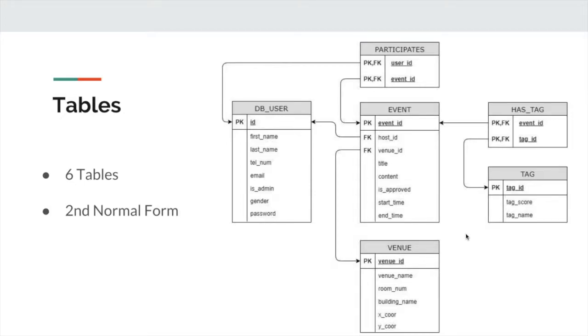But the tables we have are not in the third normal form because of the venue table, in which there is a possibility of having a transitive dependency between building name and the coordinates of the building.